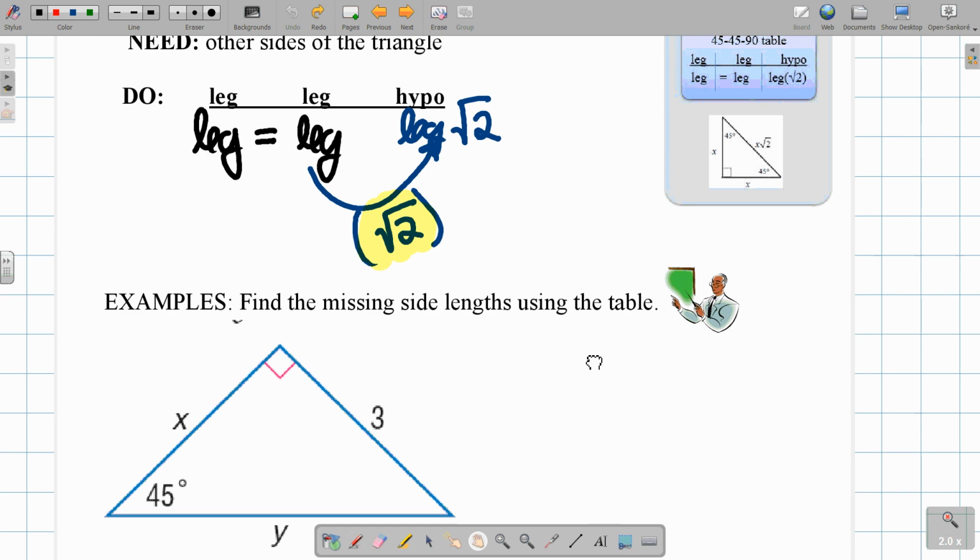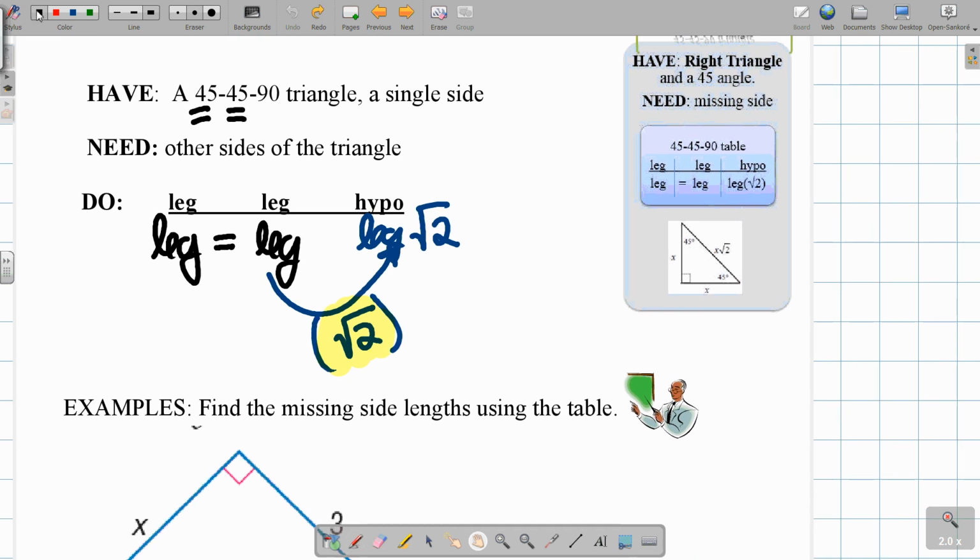So that is the pattern for all 45, 45, 90 triangles, is that the legs are equal. Leg equals leg. The hypo is whatever the leg is times root 2. I'd like you to chant this with me. We're going to do it 3 times. I'm clapping, you're clapping.